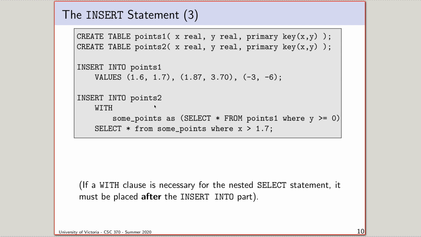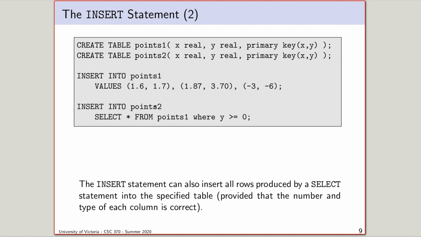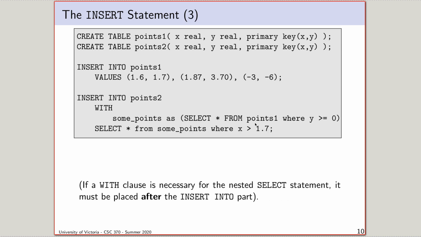And so just to clarify here, what goes after the word insert into points 2 is a fully qualified select statement. And we've seen before that a select statement has lots and lots of components, one of which is the with clause. To be clear, because the select statement comes after this point, the with actually has to come mashed between insert and select because it's part of the select statement, which comes after the name of the table.